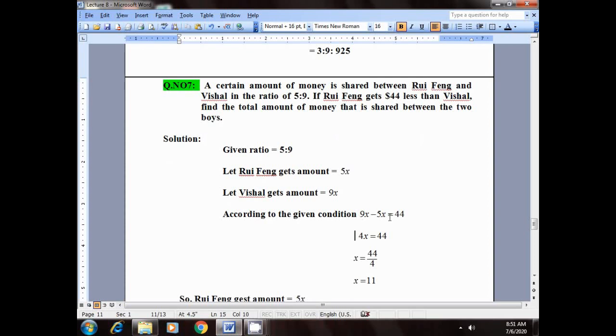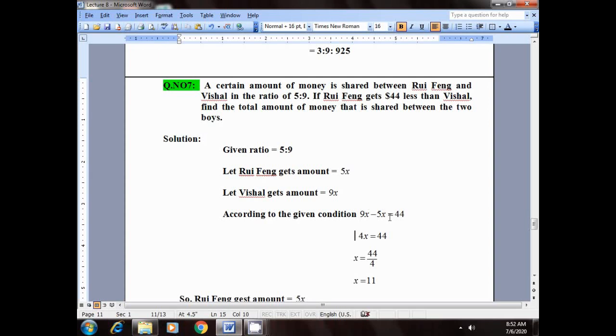And we know that positive terms are always greater than the negative terms. Here 9x is greater than 5x, which means the amount Vishal gets is greater than the amount Rui Feng gets. And the same condition is given in the question. And what is the difference of amount between these two boys? That is $44. So we will write 9x minus 5x equals 44.